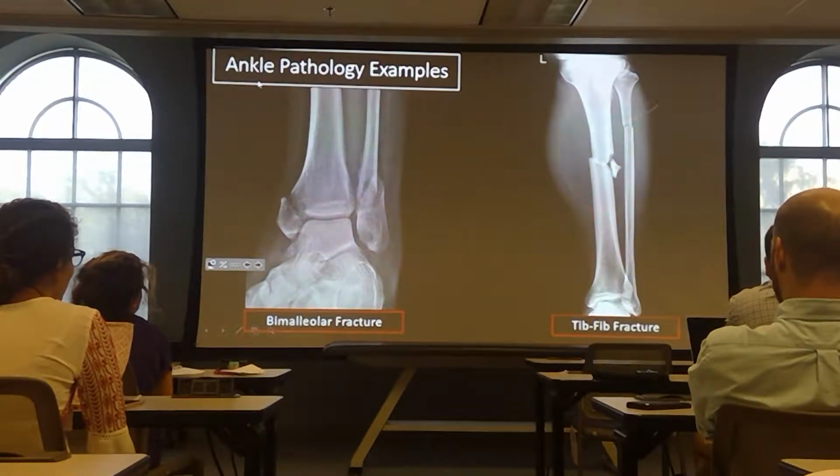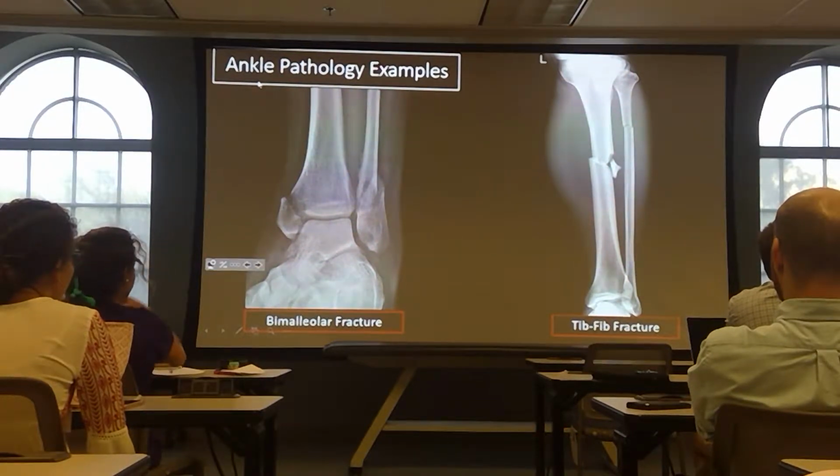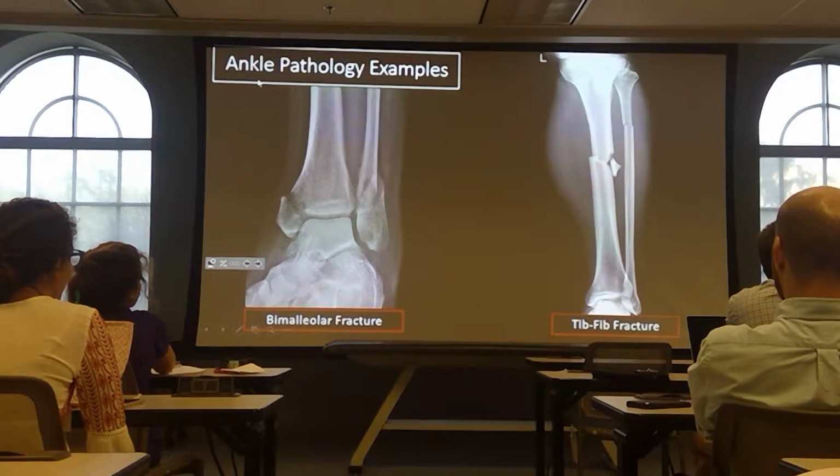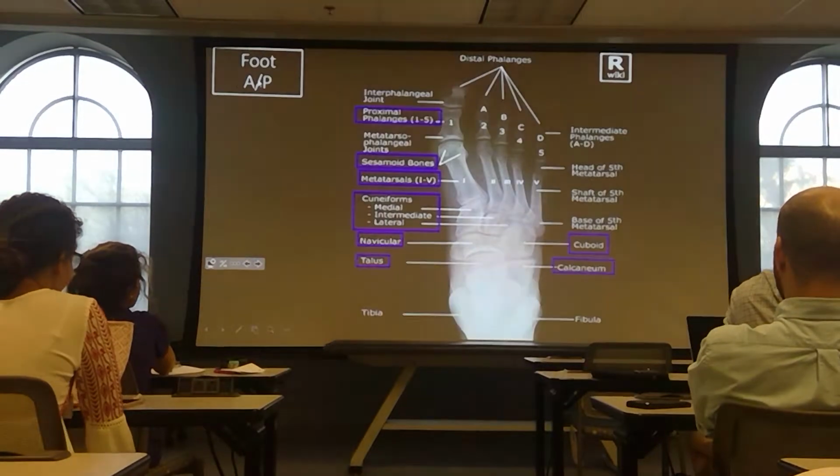We talked about tib-fib fractures. What did we talk about those for? Compartment syndrome. Yep. So it's an itty-bitty compartment that houses the tibia and the fibula, and so you're more likely to get compartment syndrome. So that's just an FYI.